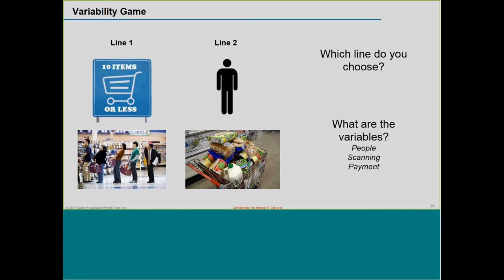The actual scanning of the items is a variable. Every time someone has to grab an item, scan it, let it go, grab another item, scan it, let it go, those are variables that occur. We can count the number of items or variables that are in one big cart versus the 10 items or less line with multiple carts.